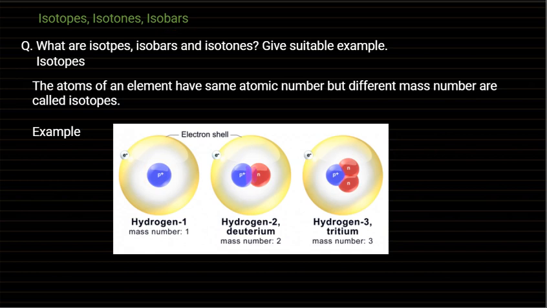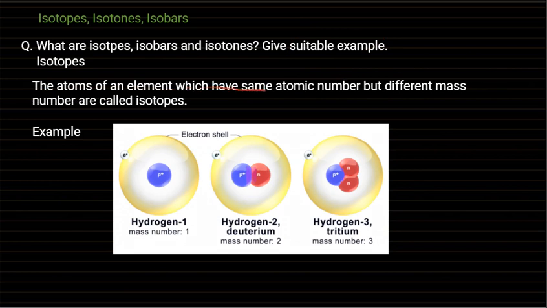In this class we will study what are isotopes, isobars and isotones, and we will use a suitable example to explain them. The first one is isotopes. What are isotopes? The atoms of an element which have the same atomic number but different mass number are called isotopes. So all those atoms which have the same atomic number but different mass number.